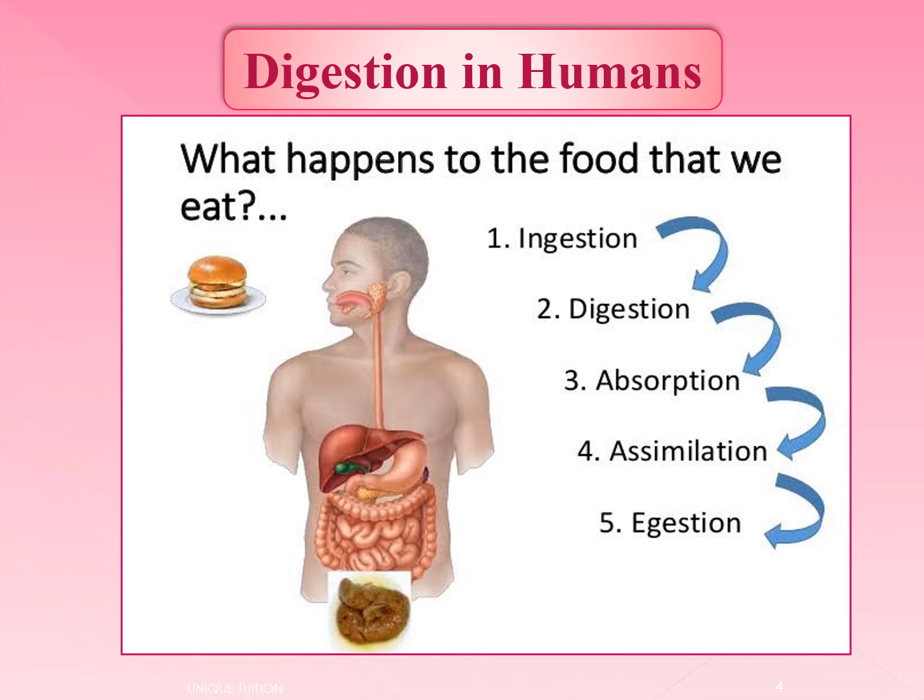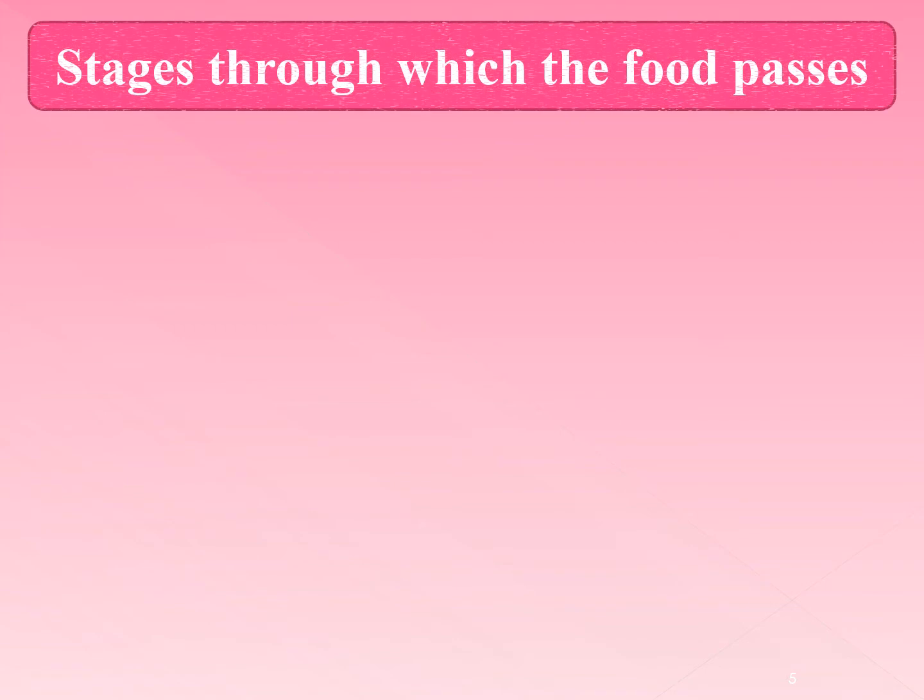The 5 major stages through which the food passes are ingestion, digestion, absorption, assimilation, and egestion. In this video, I'll be talking about each of these stages in detail. So, keep watching till the end.